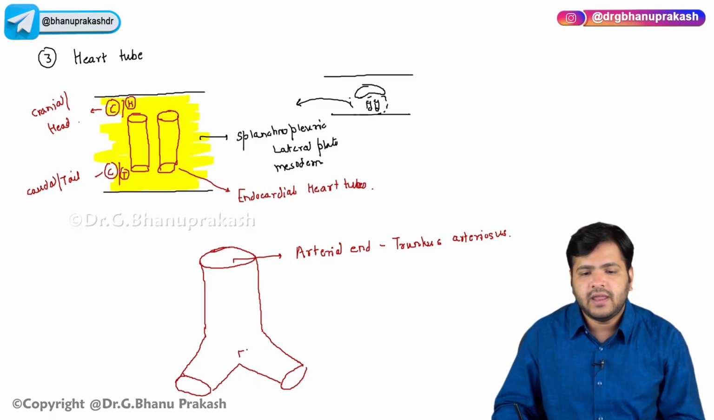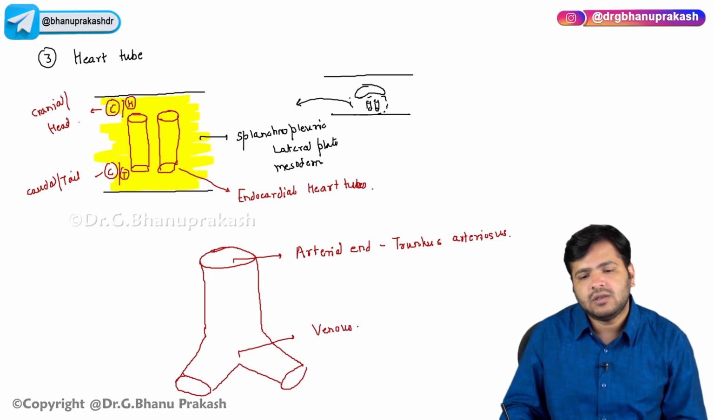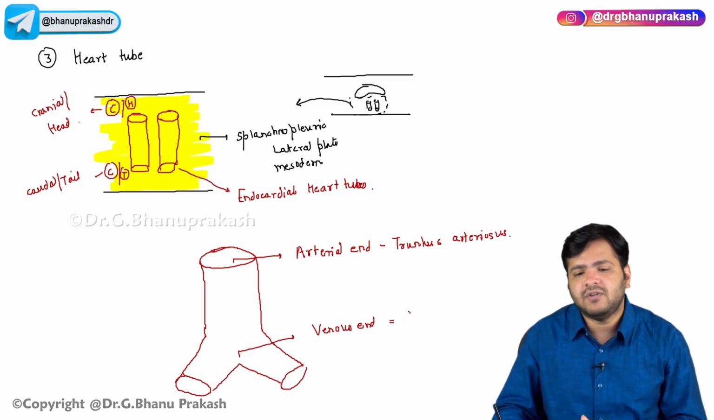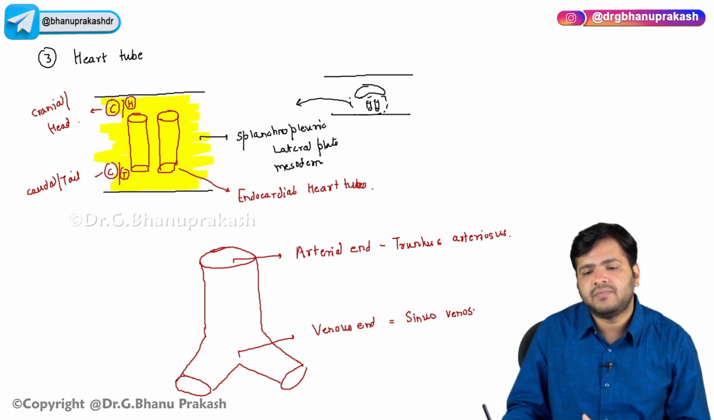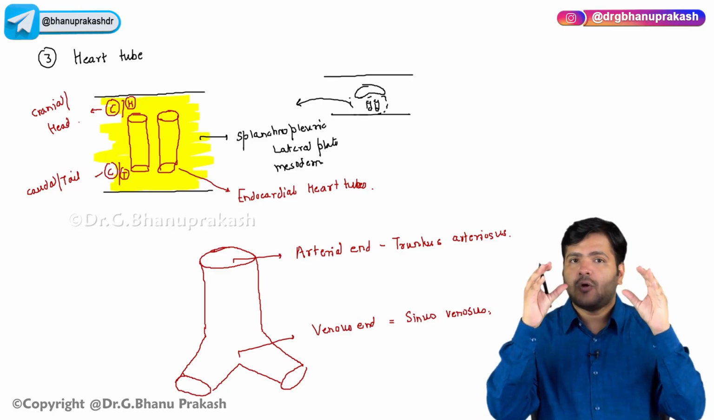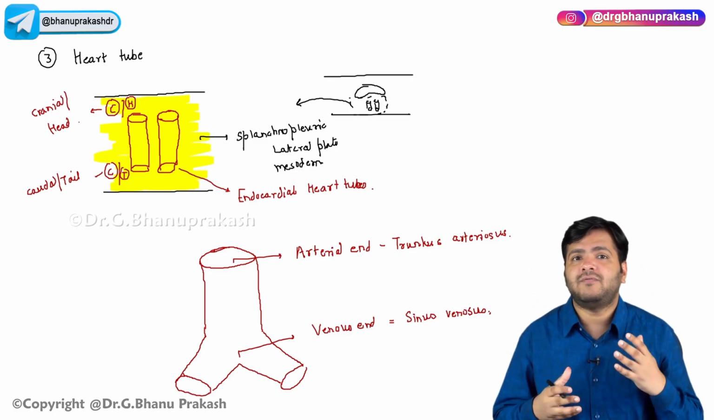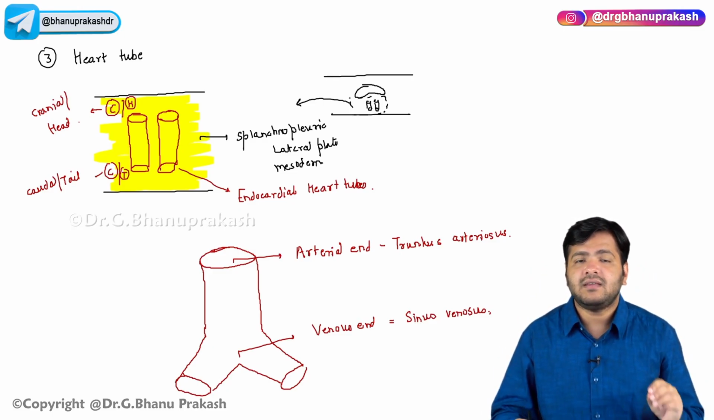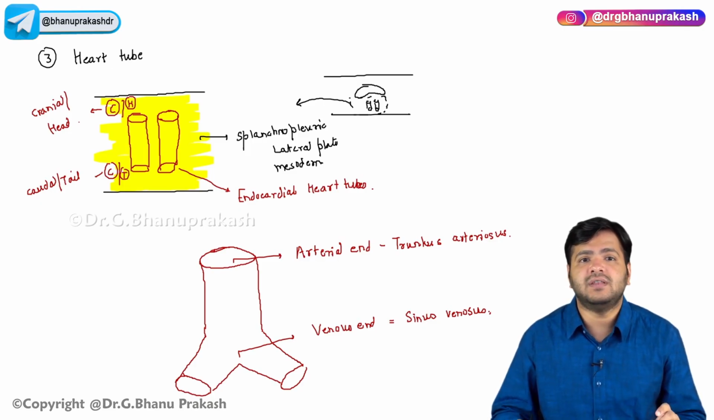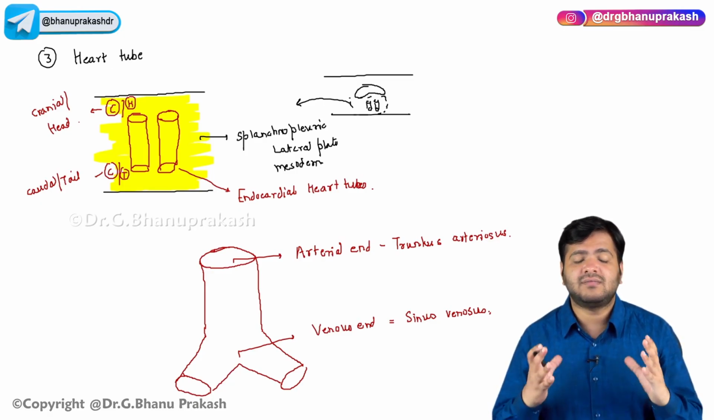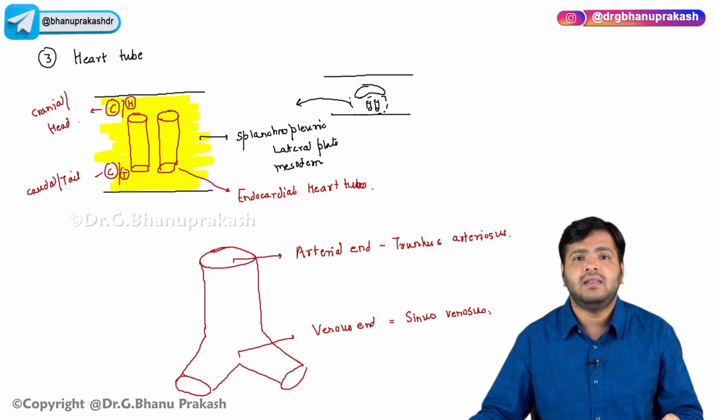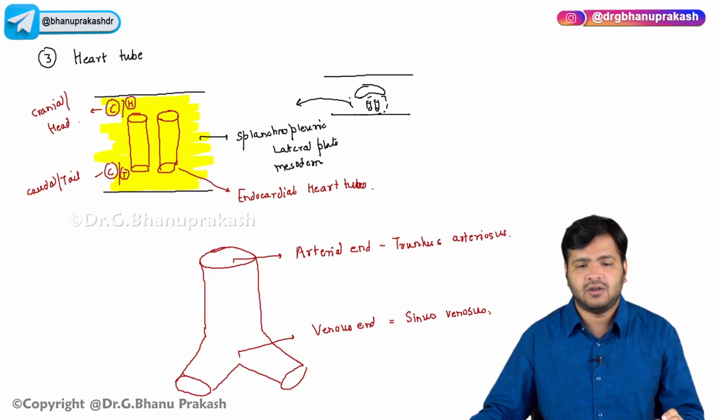And the lower end is also called the venous end, also called the sinus venosus. So we have the topmost, cranial part that will form the arterial end, and the lowermost part that will form the venous end, that is the sinus venosus. Let us discuss the structure of the heart tube in detail.